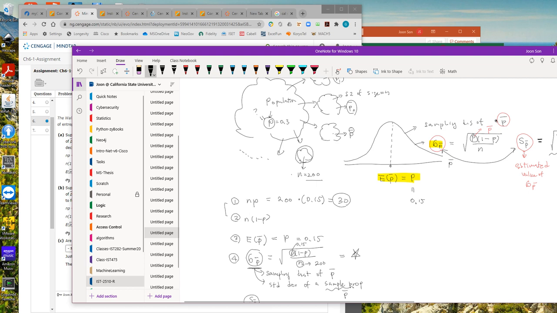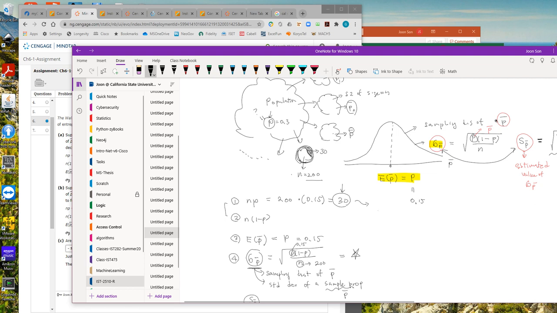Among 200, the expected value of entrepreneurs whose age is 29 or less is 30. So let's say this is a sample of 200. Among 200, on average, there are 30 entrepreneurs whose age is equal or less than 29. Remember, in previous chapters we learned about the binomial distribution.